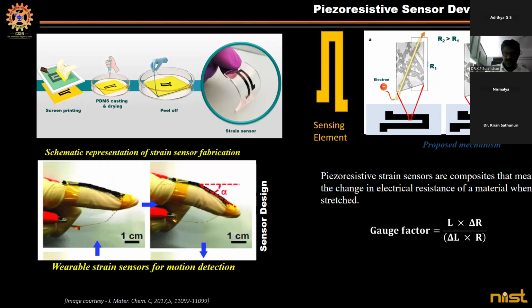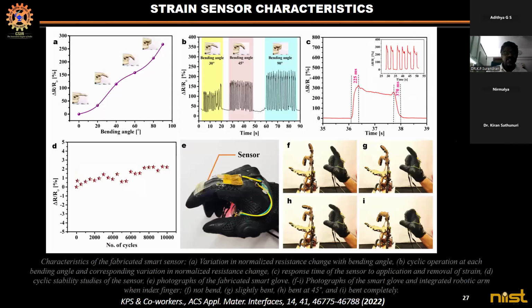If you are an engineering student, you know what a gauge factor is. I'm not going to elaborate on that. It is actually a figure of merit of a basic sensing element. What we have done is attach this sensor to a glove and bend it at different bending angles, and the delta R by R value, which is nothing but the gauge factor, has been identified at different bending angles.